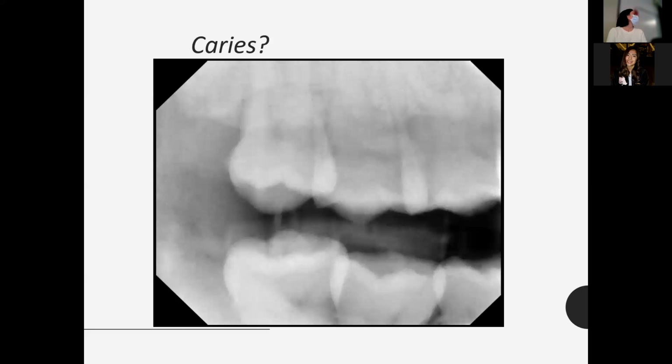What about this? Where's the caries here? Yeah, that's a terrible X-ray. It's non-diagnostic. So that shows you just how important it is, obviously, to open your contacts so you can see.